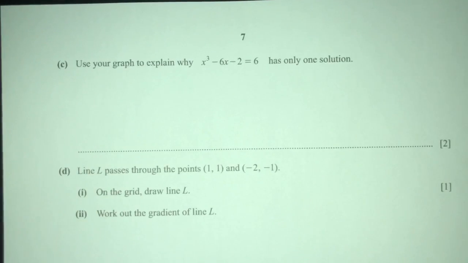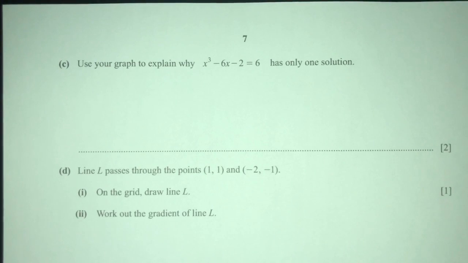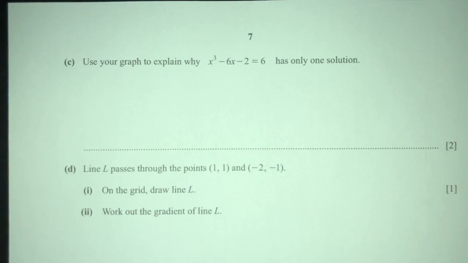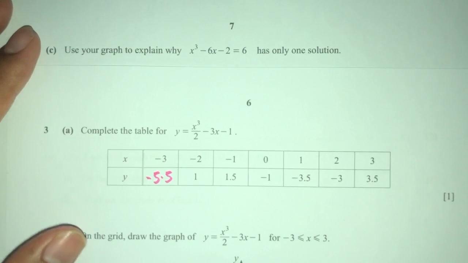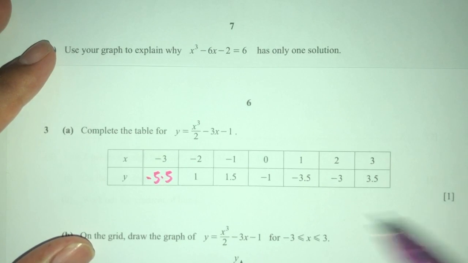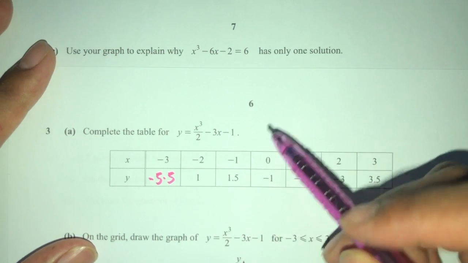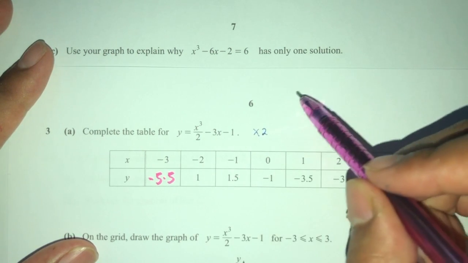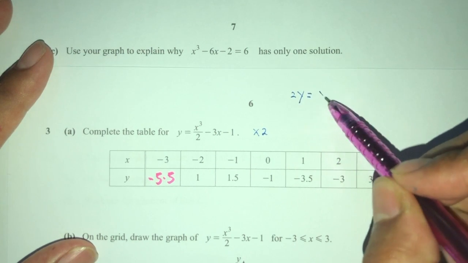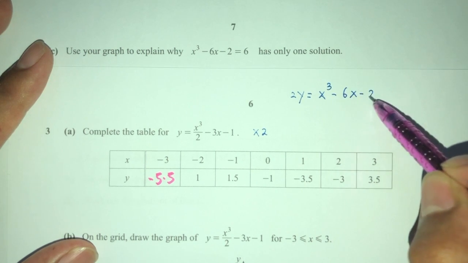Part C. It tells you here we have to use the graph that we just drew to explain why this equation has only one solution. Again, this equation right here is quite different from the one that we had previously, but we can use both to see what's happening, right? So what do we need to draw? First thing first, you can see we have 2 here. To eliminate this 2, we can multiply everything by 2. Now this will become 2y is equal to x to the power 3 minus 6x minus 2.